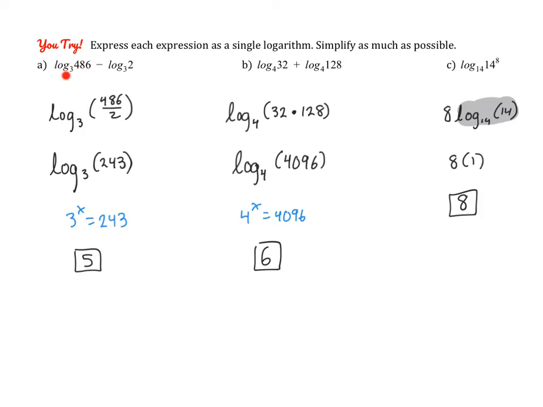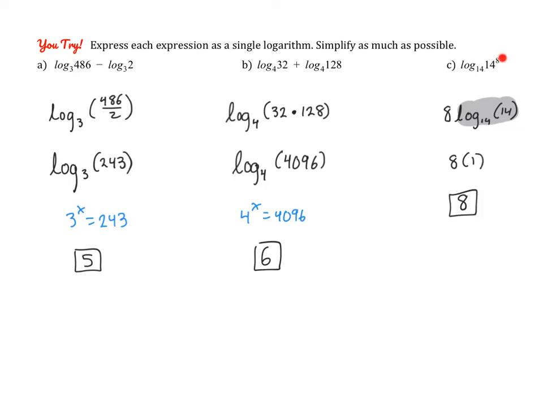So this first one, again, we use that quotient property. Remember, we rewrite it as a single logarithm, and it has a quotient within that logarithm. So it becomes log base 3 of 243, which is equal to 5. Here, this is our product property, so a single logarithm that we can rewrite using a product, 32 times 128, which is 4,096, and it turns out 4 to the power of 6 is 4,096.